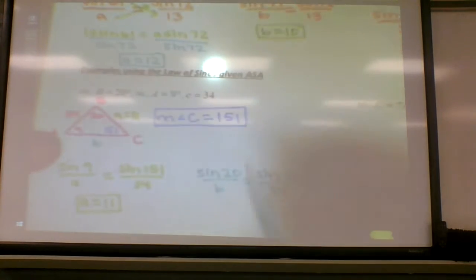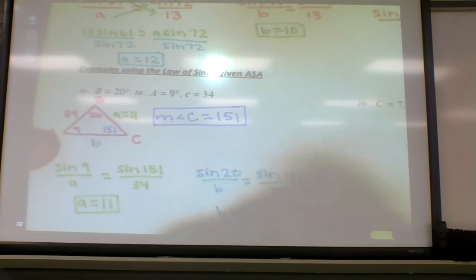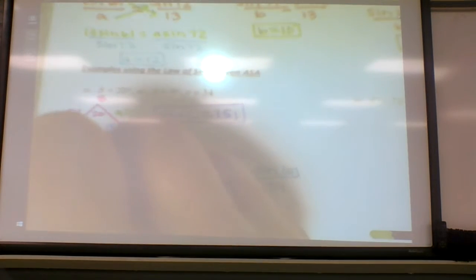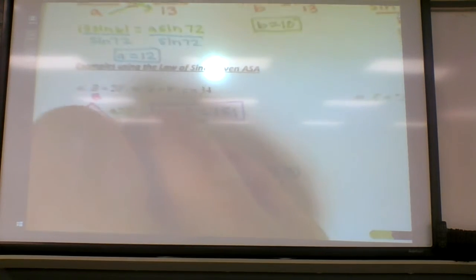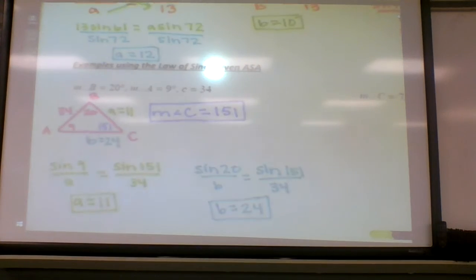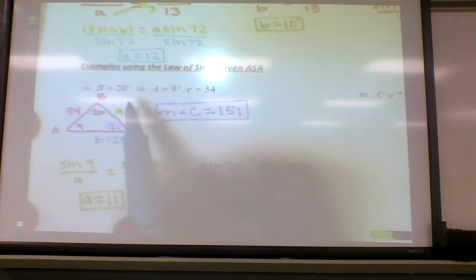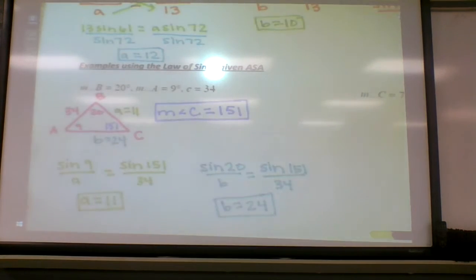24. So was it closer to 11 or closer to 34? It was actually closer to 34, wasn't it? Kind of interesting. All right. But the biggest side across from the biggest angle, smallest side across from the smallest angle, the other one is in the middle between.